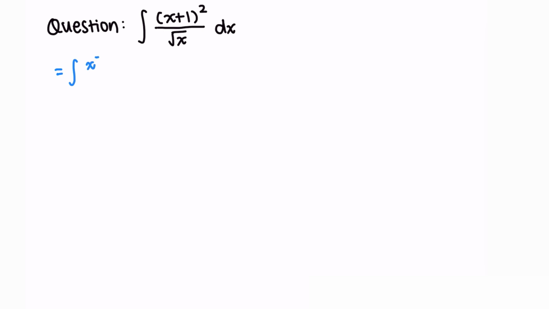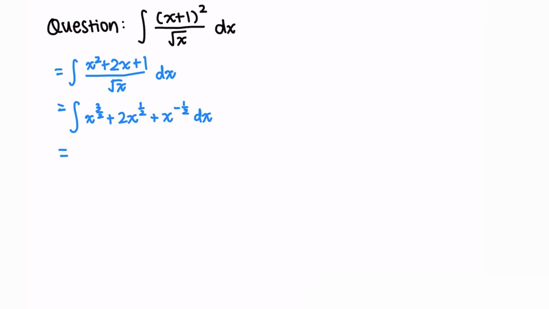So if we do the expansion at the top, we'll get x squared plus 2x plus 1 over the square root of x, and then we have a dx. Now let me express everything in terms of powers of x. So I'm just going to divide everything by square root of x, and I should get something like this. And finally, we'll just do our integration.